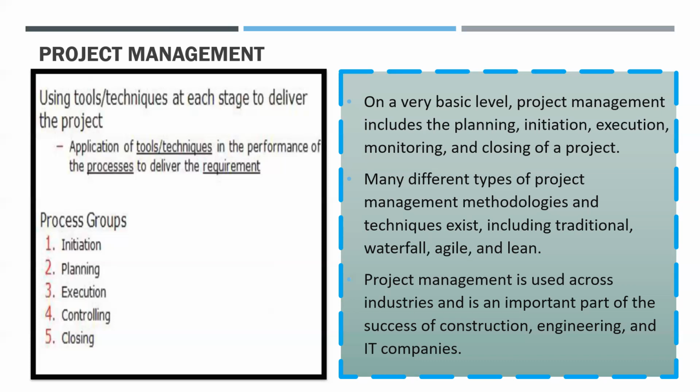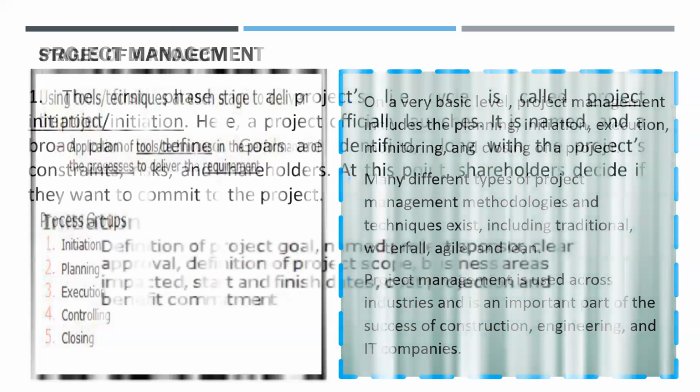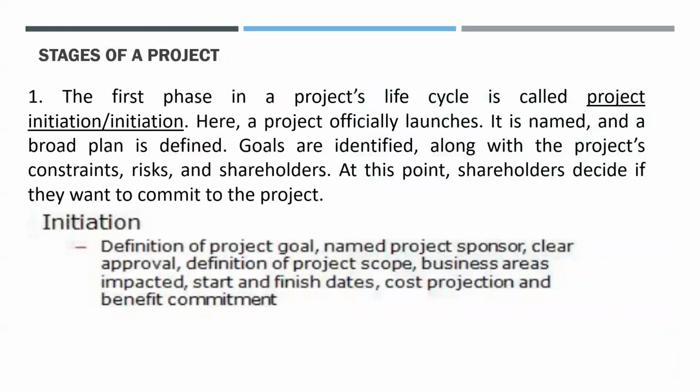So using tools, techniques at each stage level to deliver the project. So application of these tools, techniques in the performance of the process to deliver the requirements in every process group. So in initiation, in planning, in executing, closing, and controlling. So the first is, of course, initiation. Initiation is when a clear description of the project objectives is developed, including the reason why a specific project is the best alternative solution to satisfy the requirement.